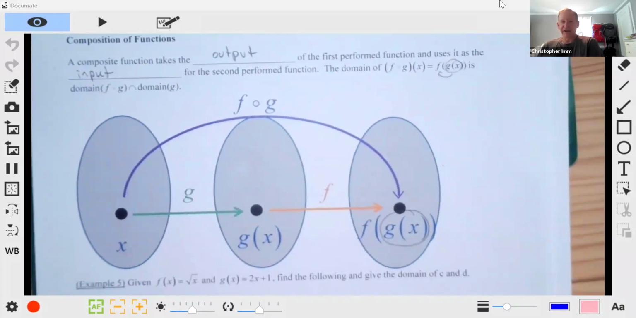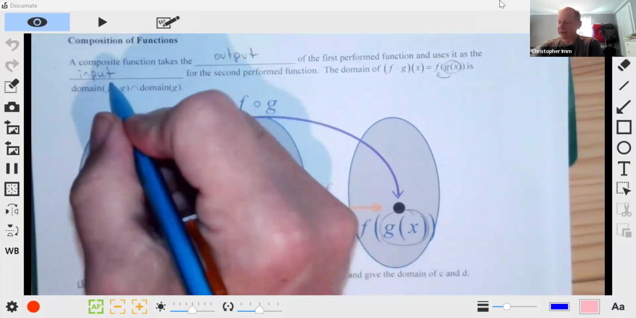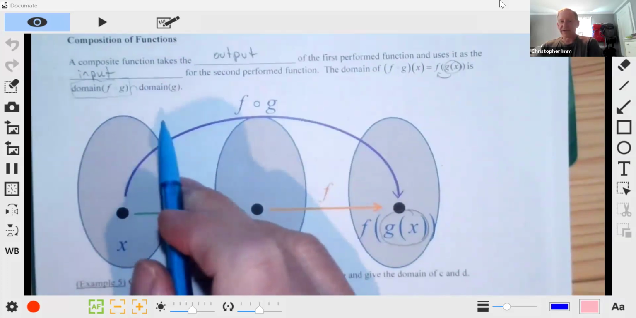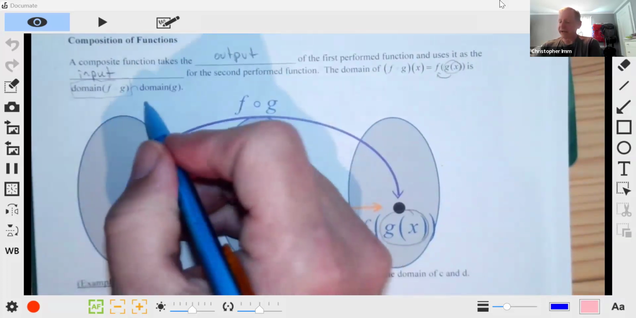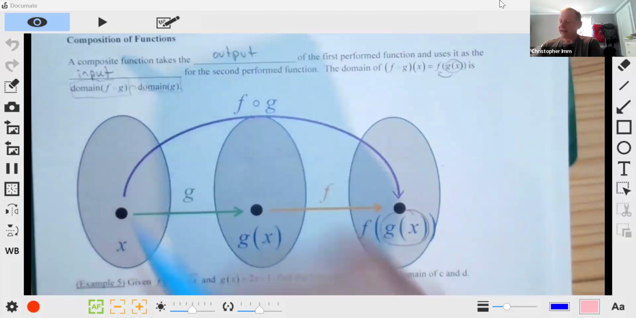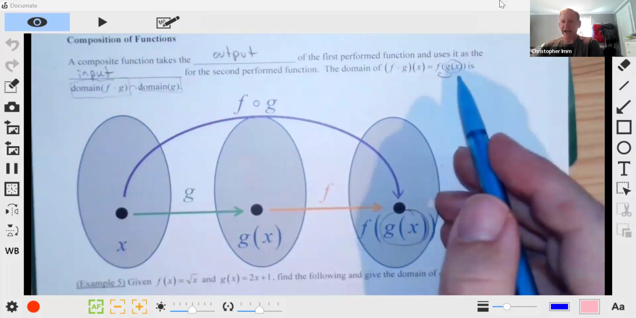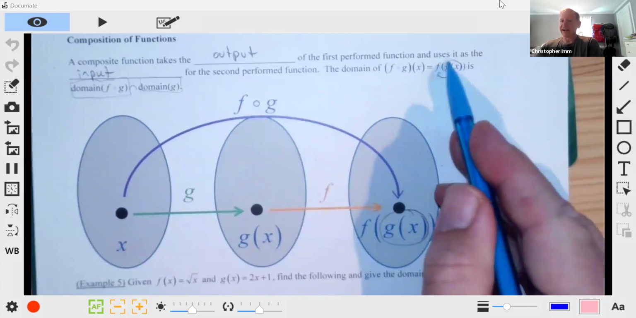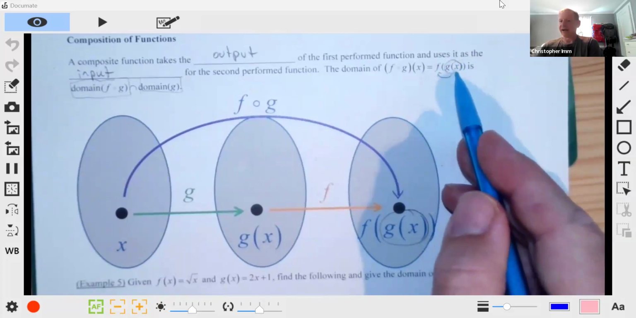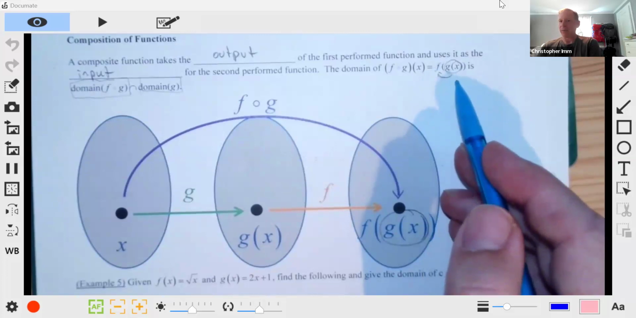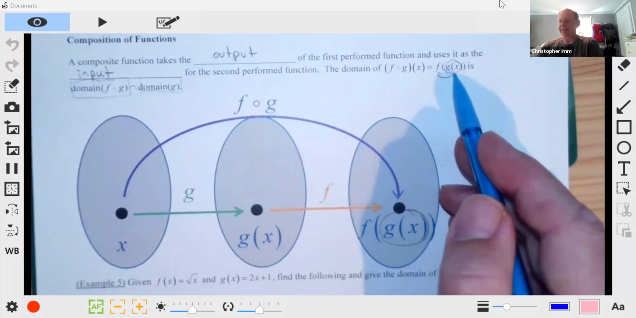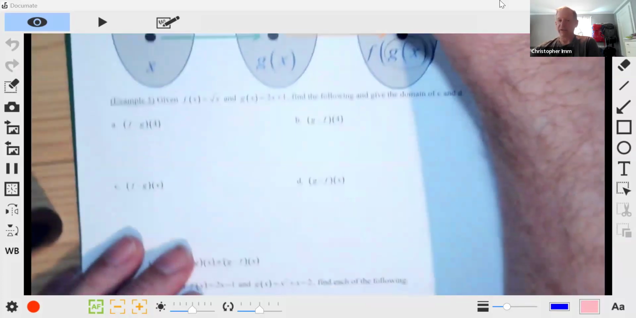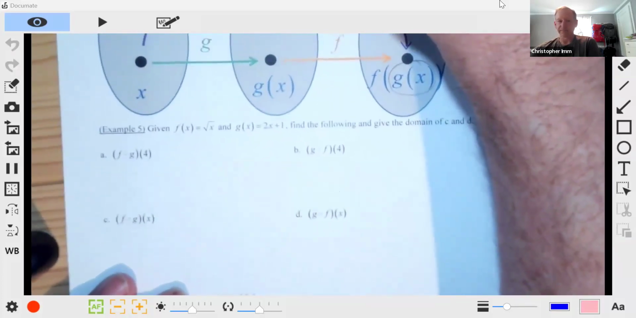So the domain of a composition of functions is actually going to be the domain of our answer, but we have to take it intersected with the domain of that function we're putting in. So what that means is we're going to have to make sure that what g of x is going to be defined for f, and then we take what's in common with that and the whole composition. Let's take a look at an example of this composition down here.